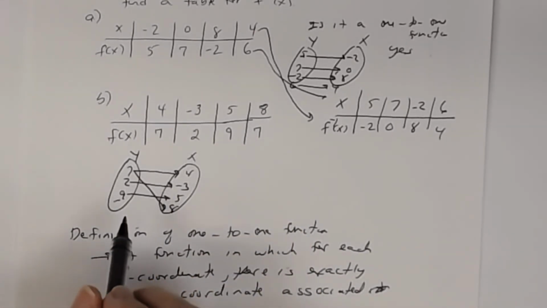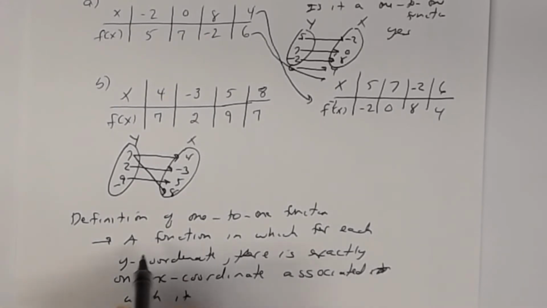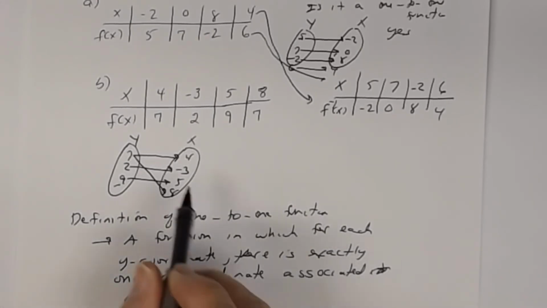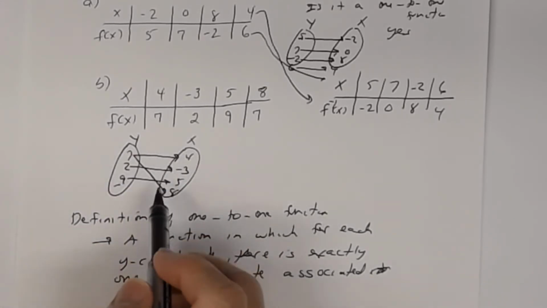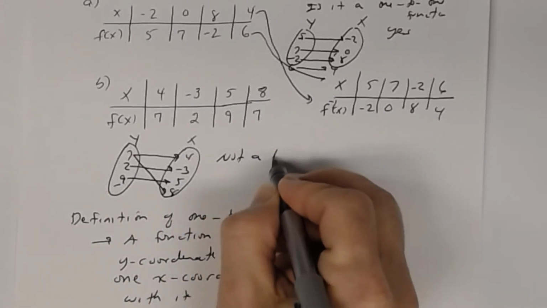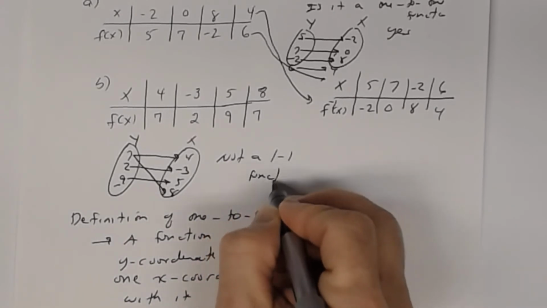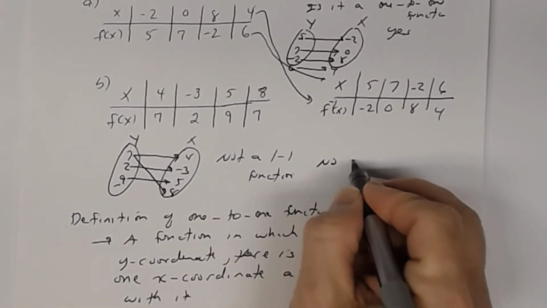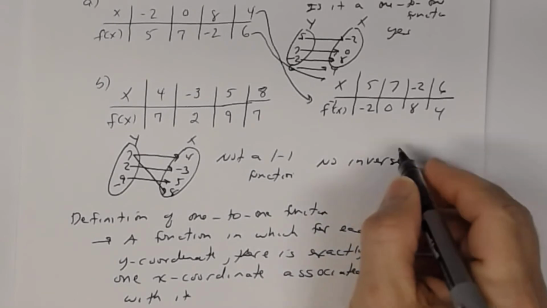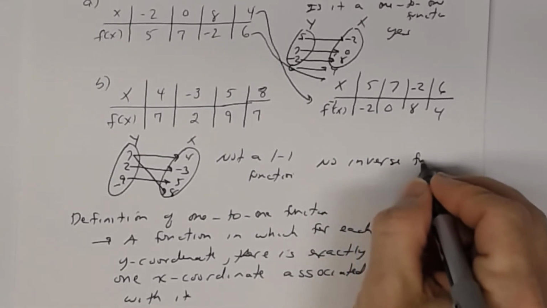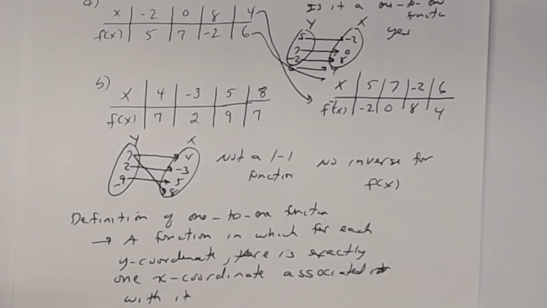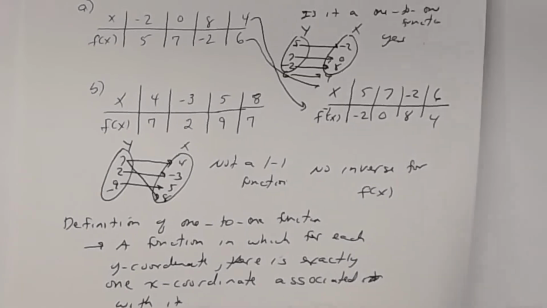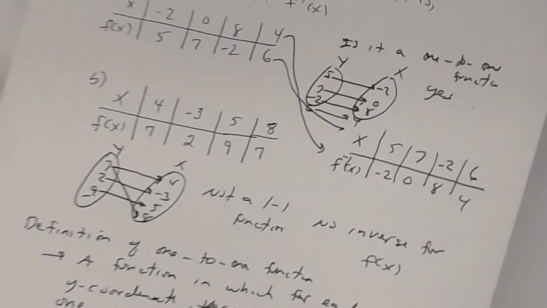This is not one-to-one, because remember the definition of one-to-one says that for each y coordinate there's exactly one x. Notice that when y is 7, how many x values do you see? There are 2. So this is not a one-to-one function, so there's no inverse. So there's no inverse for f of x. Okay? So that was number 4. Okay, let's look at number 5.